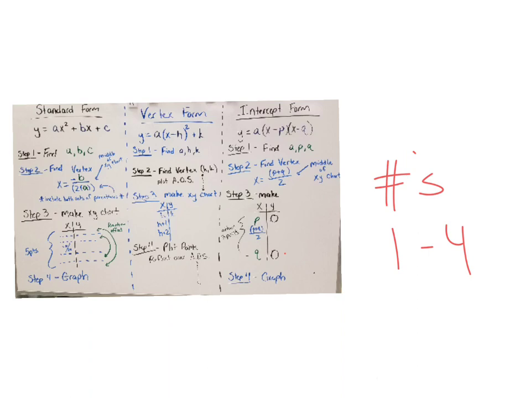If there's no parentheses, you're going to be using standard form, so it's A, B, and C. If it's got two sets of parentheses, you can use the intercept form, that's A, B, and Q. One set of parentheses, you're going to be using vertex form, that's A, H, and K.